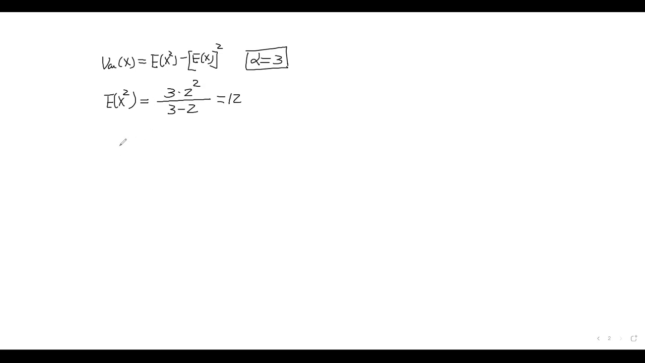And then also we can put in the expected value of X from our part B. So it will be 2 alpha, so it's 2 times 3, over alpha minus 1. So alpha minus 1 is 3 minus 1. So what is here is 3, right? Okay, so now this one is very easy. So the variance of X will just be 12 minus 9. So it's 3. So that's it.